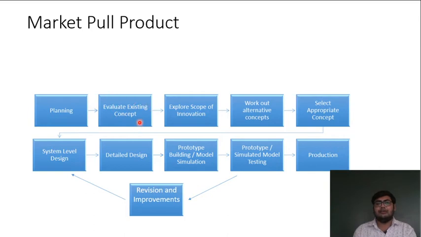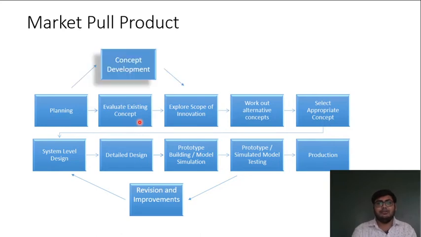But what we have done is evaluating existing concept. Suppose that customers are demanding a product which is not there in the market, so it is a fundamentally new design, there is not any product available in the market. Then what we'll need to do is we'll need to develop a concept, and this process will be similar to our generic product development process. So this is how the product development process for market pull product will work.